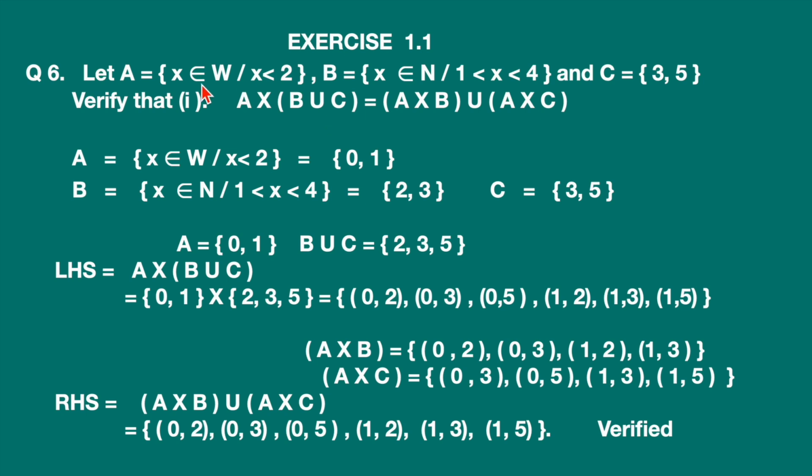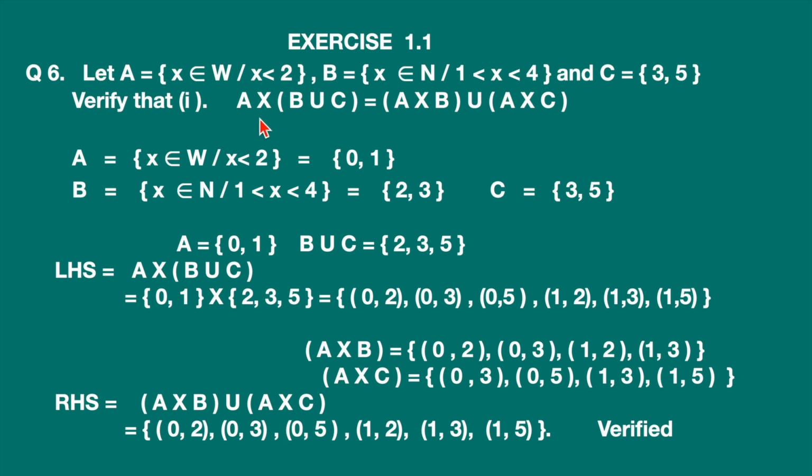So here let us write down these sets in the roster form first. A is equal to x belongs to W such that x is less than 2. W starts from 0, 1, 2, 3, dot, dot, infinity. So less than 2 means there are only two numbers, 0 and 1. So this is the set A. B is natural numbers between 1 and 4. So two numbers are there, 2 and 3. This is the set B. C, they have given 3 and 5.